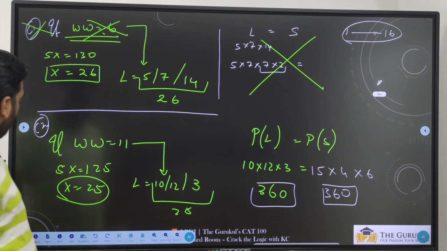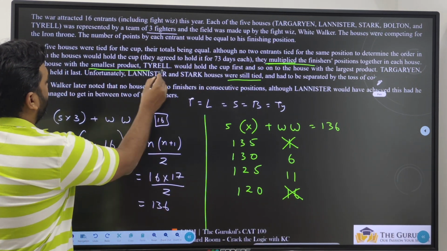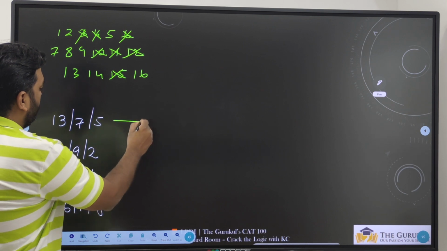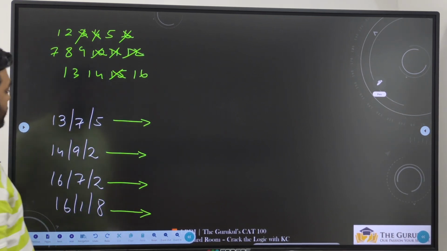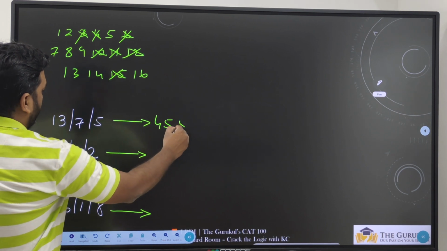Now he already gave us in this condition that the smallest product is for Tyriel, which means I need to have the product of all these numbers. Quickly find out the product of all the numbers. 13 into 7 into 5, which is equal to 455.